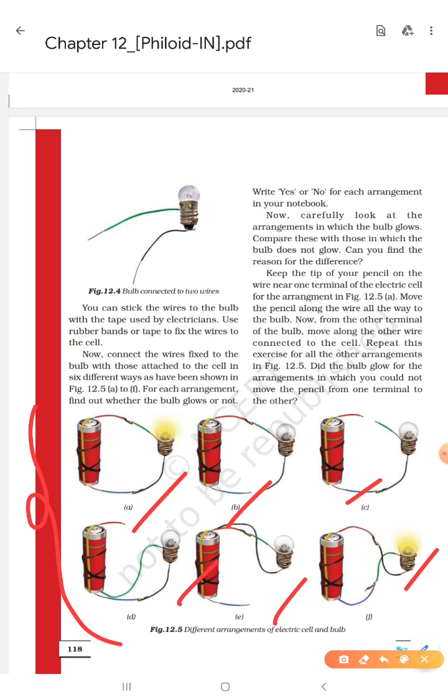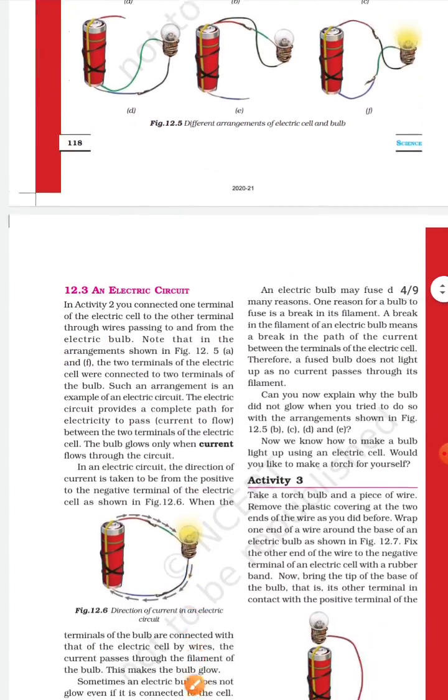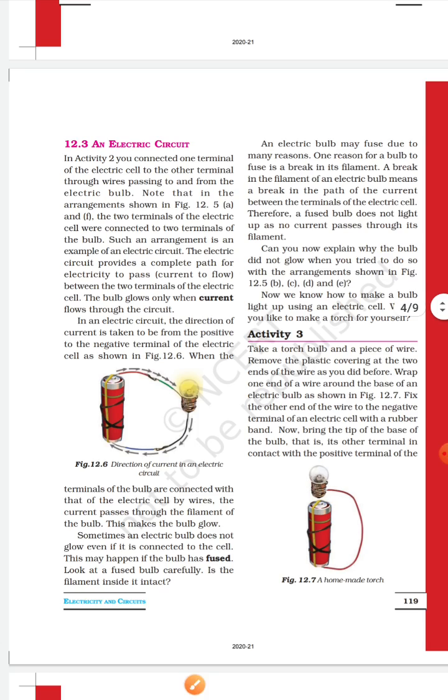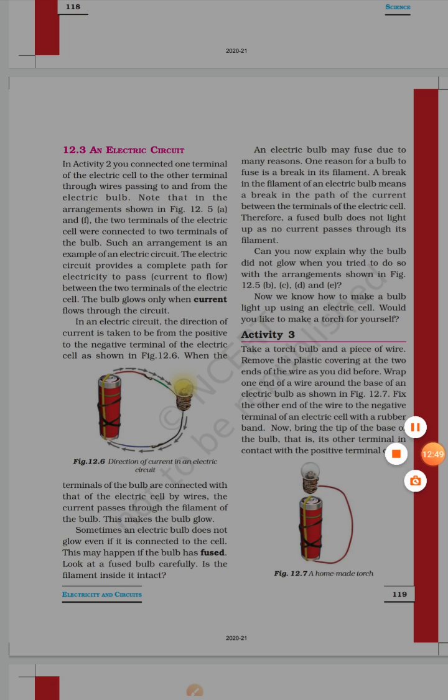Keep the tip of your pencil on the wire near one terminal of the electric cell for the arrangement in figure 12.5a. Move the pencil along the wire all the way to the bulb. Now from the other terminal of the bulb, move along the other wire connected to the cell. Repeat this exercise for other arrangements. Did the bulb glow for the arrangement in which you could not move the pencil from one terminal to the other? You have to try this activity at home.